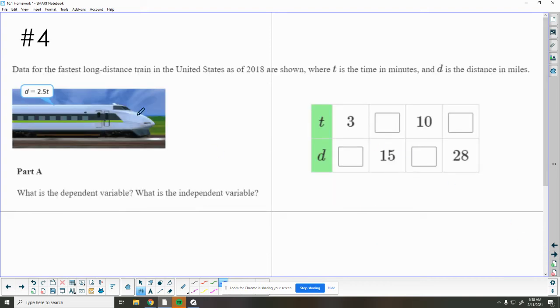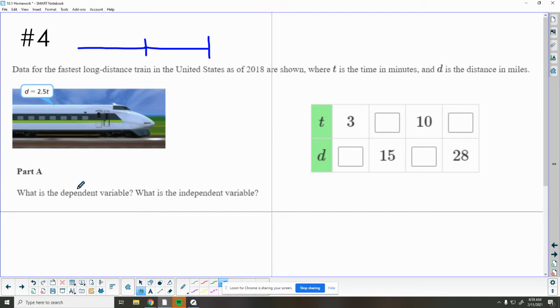Number 4 tells us that data for the fastest long-distance train in the United States as of 2018 are shown. T is the time in minutes. D is distance in miles. So the distance the train can go is 2.5 every minute. So it travels 2.5 miles per minute. So every time it's been a minute, it went 2.5 miles. It's been another minute, 2.5 miles. So here is our problem here.